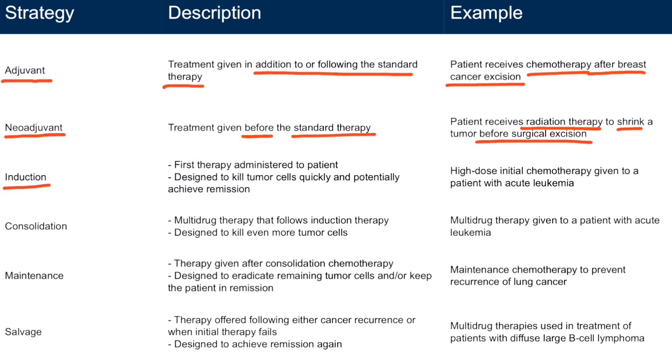Induction therapy is the very first therapy administered to the patient, and it's usually designed to kill tumor cells quickly, potentially achieving remission. For example, a patient may receive high-dose initial chemo for acute leukemia designed to eliminate as much of the cancer as possible.